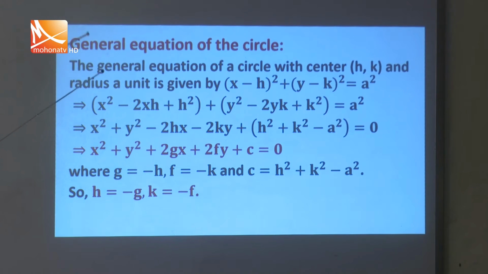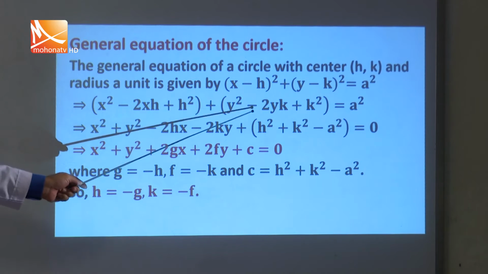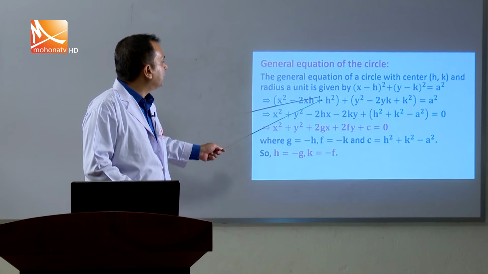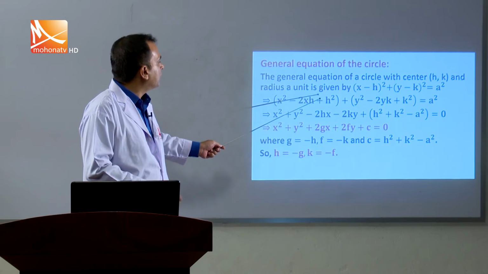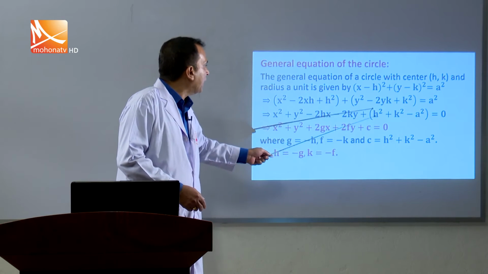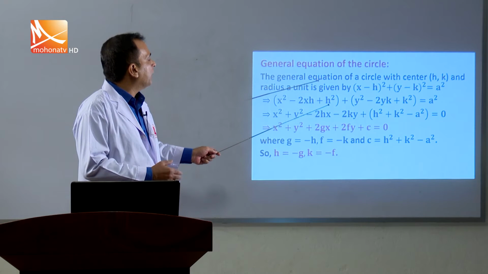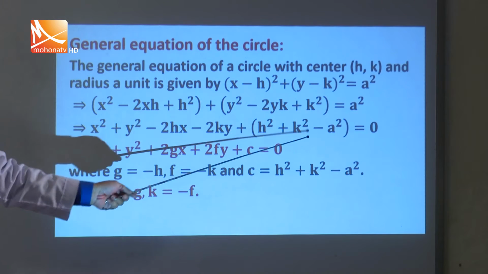Now, we are rearranging in this way. At first, we will write down the terms regarding x, then the terms regarding y, and the constant term. We have written x square and y square, then minus 2hx, then minus 2ky, then the variable free term, I mean the constant term, h square plus k square, and then minus a square. If we take this minus a square from the right side to the left side, it will be minus a square.